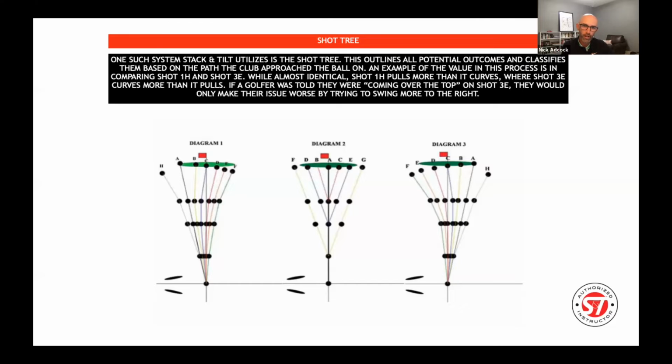I won't go through the whole description there, but for example, if you look at diagram 1 on the left-hand side, you can see shot 1H, a bit of a pull draw there. Look at diagram 3, shot 3E, looks very, very similar. However, they both get to the same spot in a very different way, in that shot 1H is pulling more than it's curving. Shot 3E curves more than it pulls. If I give the golfer the fix for shot 1H for his 3E shot, I'm going to make that golfer worse.